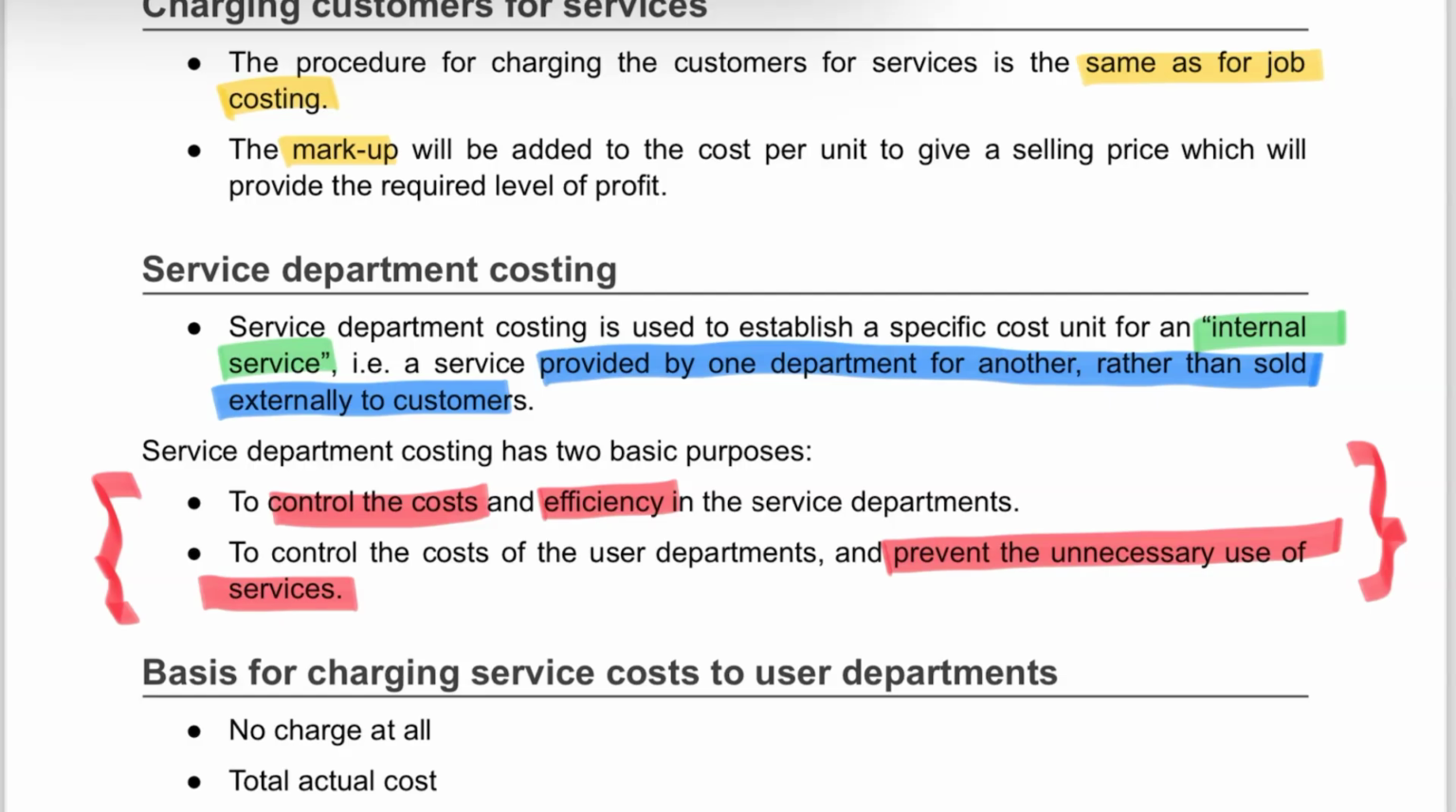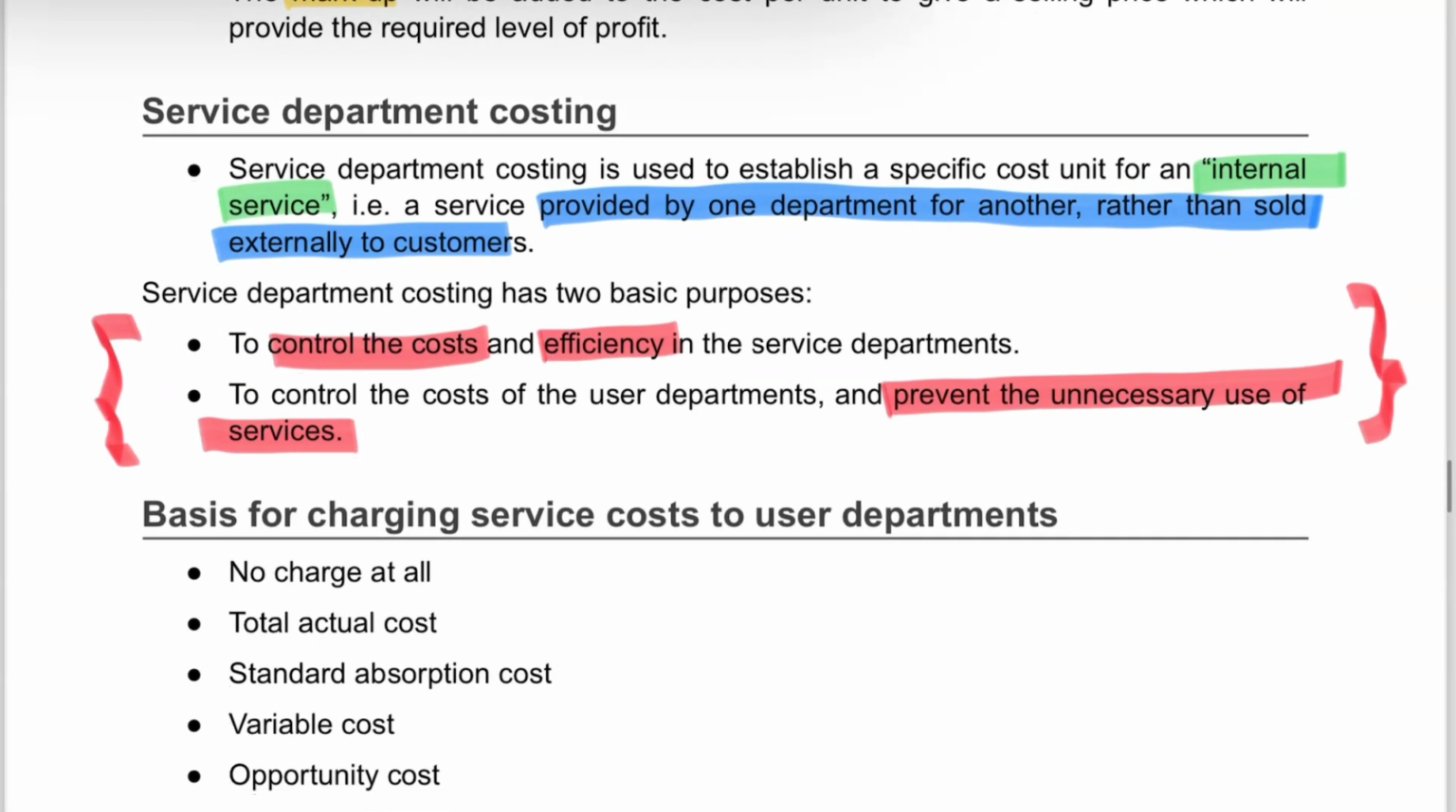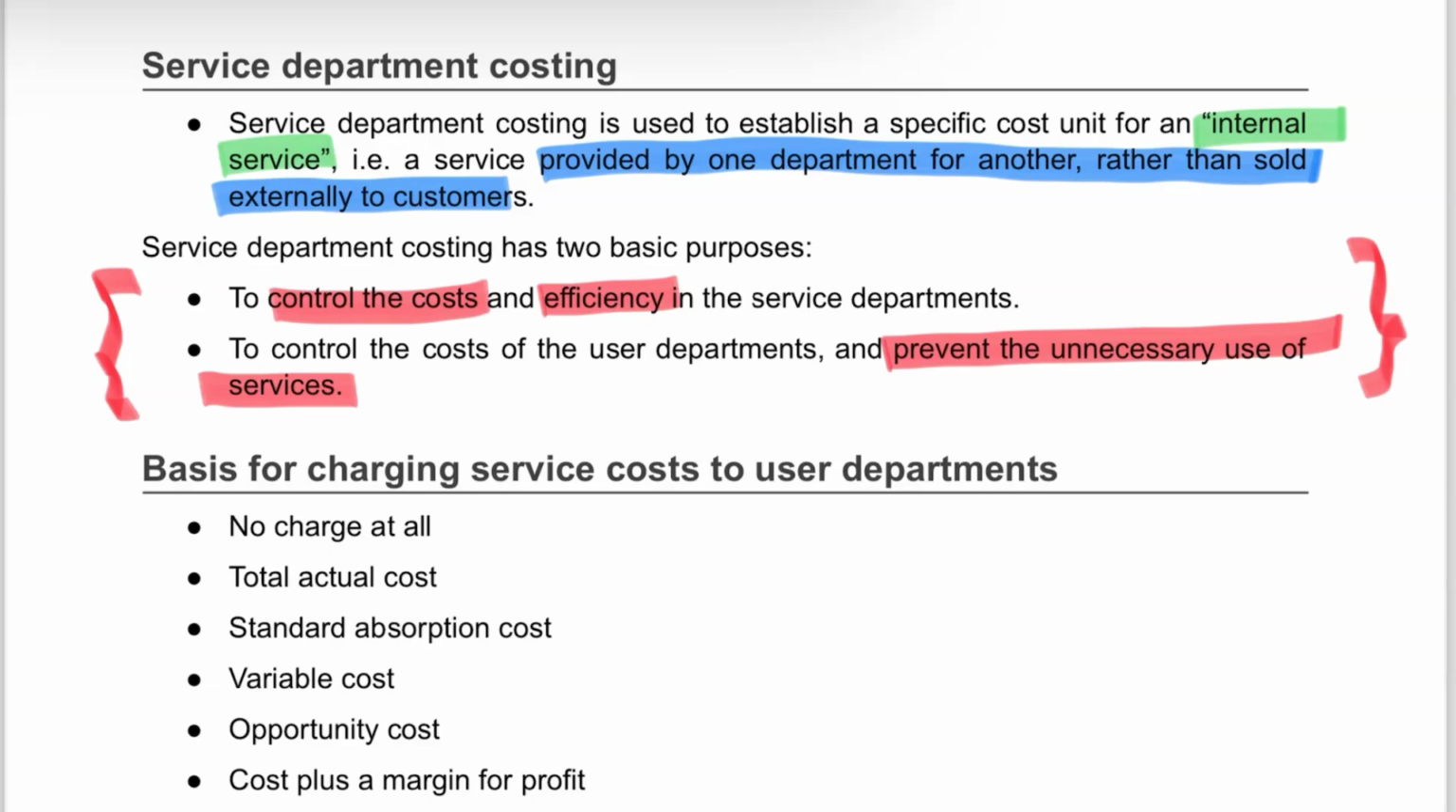So to control the cost, to manage efficiency, to eliminate unnecessary costs, it is useful and it is important to identify the cost of service departments. So that's where service department costing comes into play. So then, this becomes effective, or we can correct the action of departments, or we can discourage departments from using a service unnecessarily if we charge them to relevant departments. So I think we did this when we did marginal costing, so you have a good idea on this.